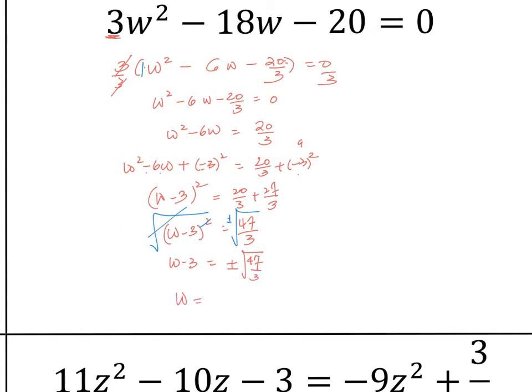My w will be equal to 3 plus or minus the square root of 47 over 3. Now, we have a fraction inside of the square root, so we need to simplify this. So the square root of 47 times the square root of 3 will be the square root of 141 over 3. Now, it's okay to leave your answer like this, but it would be better if you were to combine all of this.